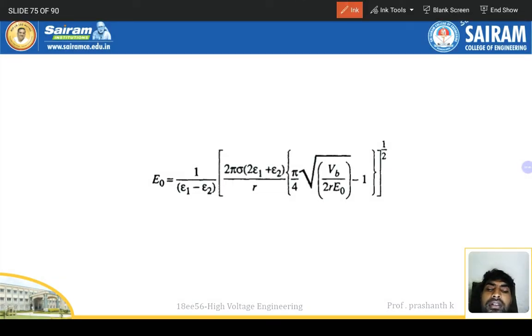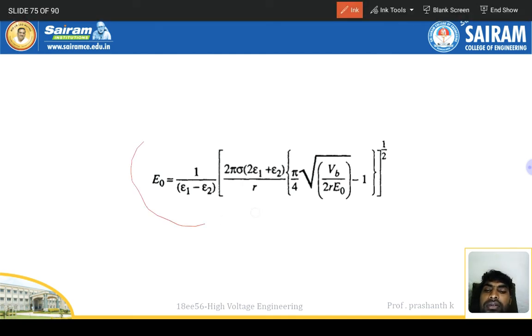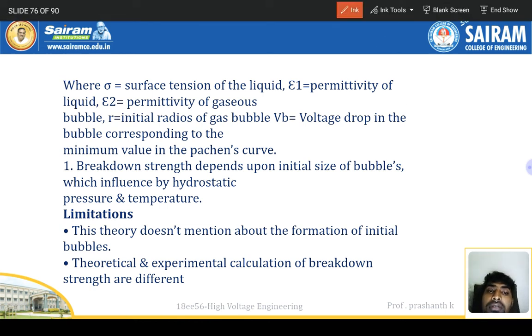This is the equation to determine the breakdown field, given by E naught equal to 1 by epsilon 1 minus epsilon 2 into the square root of 2 pi sigma by (epsilon 1 plus epsilon 2) times pi by 4 r, times the root of (e V by 2 r epsilon naught minus 1), raised to 1 by 2. Where sigma is the surface tension of the liquid, epsilon 1 is the permittivity of the liquid, epsilon 2 is the permittivity of the gases, r is the initial radius of the gas bubbles, and VB is the voltage drop in the bubbles corresponding to the minimum value in the Paschen's curve.